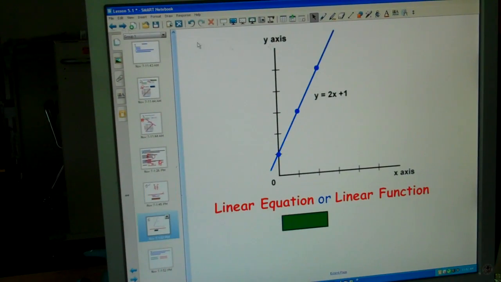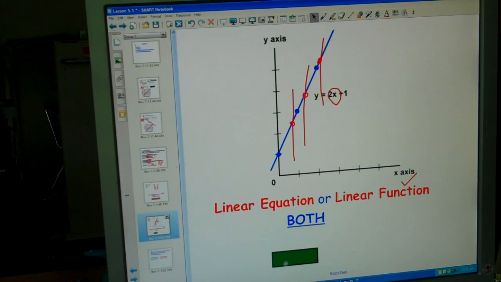Let's look at the next one. Let me get my pen. Here we go. We have y equals 2x, linear equation or linear function. Does it pass the vertical line test? Yes, it does. It only hits one point, any vertical line that I draw. So we know it's a linear function, but is it a linear equation? Is x being raised to a power? No, it's not. It's both. And that's true. It can be both.